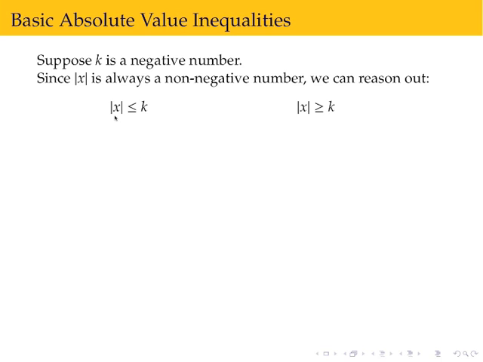If we have the absolute value of x is less than or equal to k, and again here k is a negative number, well, it can't ever happen that this is less than or equal to k. So our answer there would be no solution. Over here, if the absolute value of x is greater than or equal to k, and again here k is a negative number, well, a positive number or 0 is always going to be greater than a negative number. So the answer to that would be all real numbers.